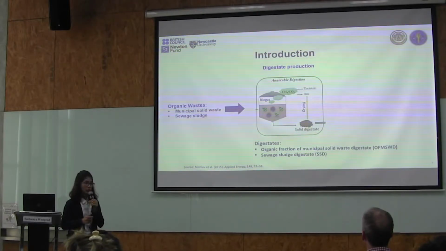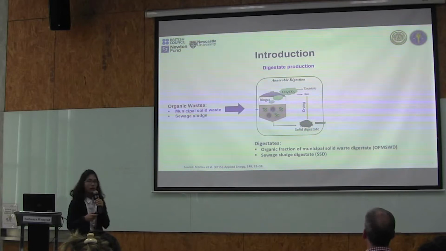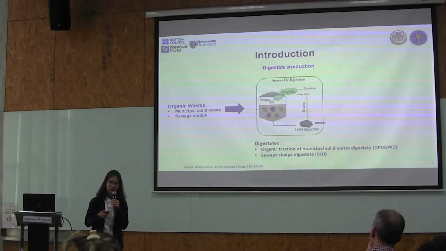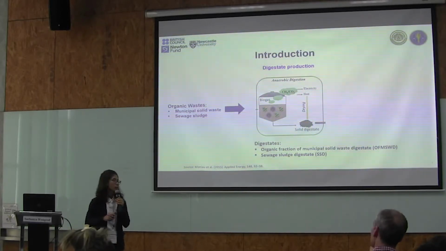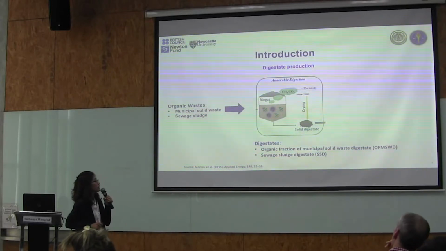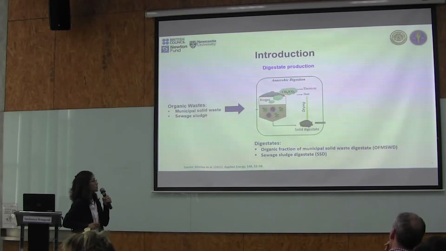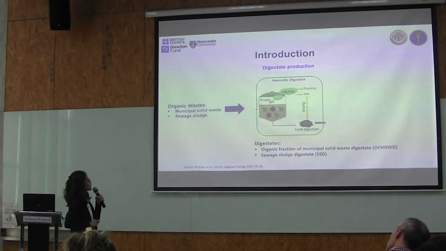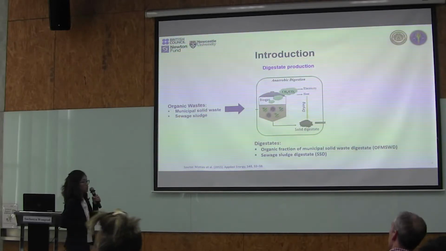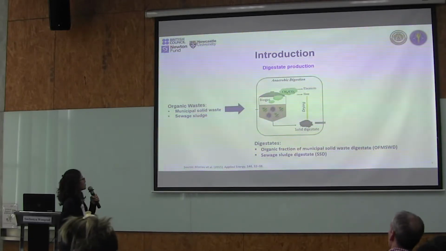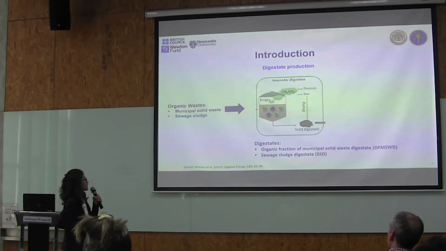So first, to begin, when you want to produce biogas, you are always familiar with this anaerobic digestion process. Normally, in the anaerobic digestion process, the aim is to produce the biogas, which has methane as the main product. And they use organic waste as feedstock, for example, municipal solid waste and sewage sludge. And after we use these wastes as the feedstock, then we get the biogas.